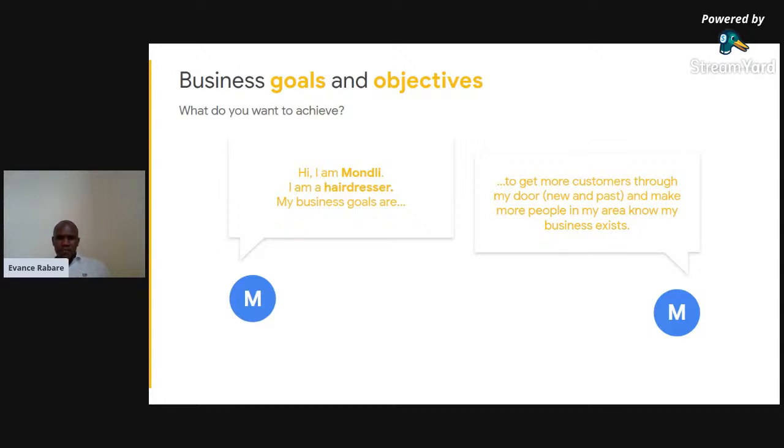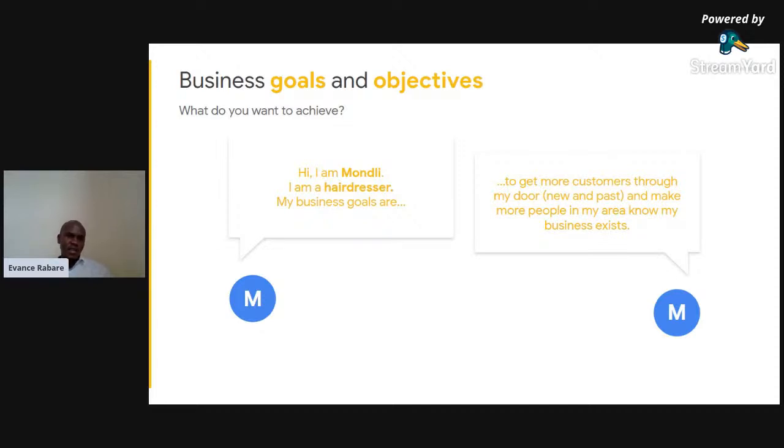So successful businesses are based on both goals and objectives. Clarify the purpose of your business and identify the necessary actions. Goals are general statements of desired achievement, while objectives are specific steps or actions to reach your goal.